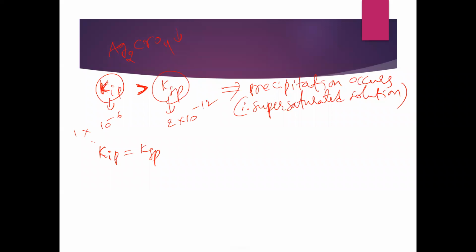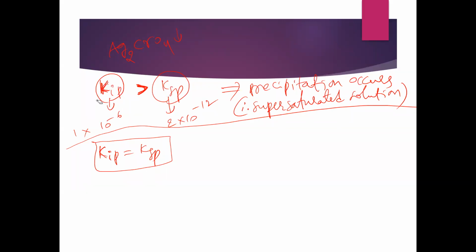And whenever KIP is equal to KSP, in other cases, the ionic product value will become equal to the solubility product. When we change the concentration of Ag+ and the concentration of CrO4 2-, this ionic product will be variable. It will change with the concentration of Ag+ and CrO4 2-, but the KSP value of the salt will be fixed.